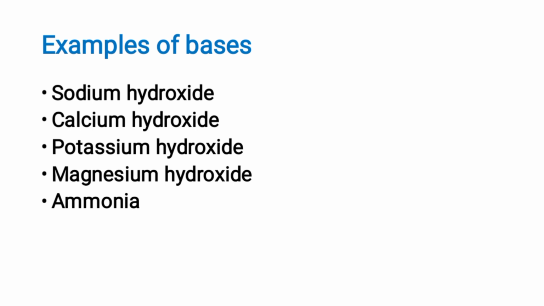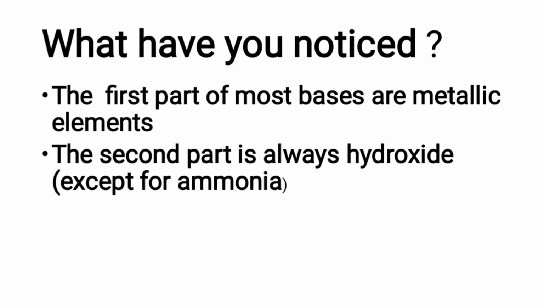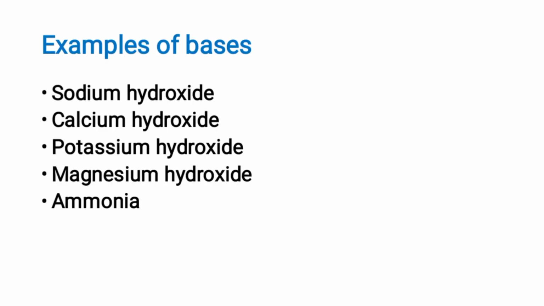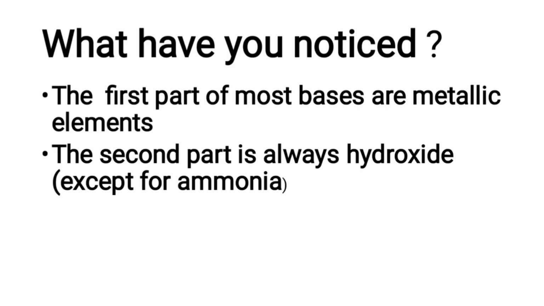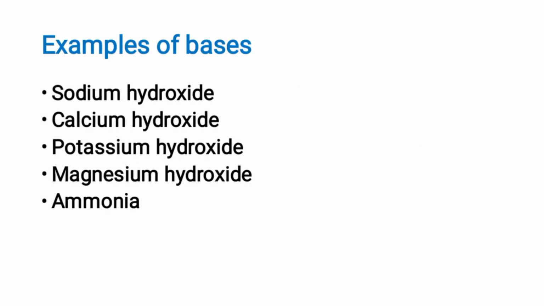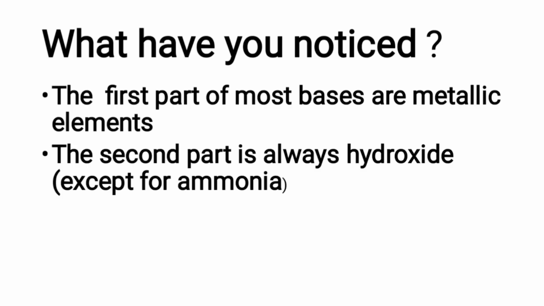So, what have you noticed? The first part of most bases, they are metallic elements. If you go back here, you might find sodium, calcium, potassium, magnesium. They're all metals. So the first part of most bases are metallic elements. And the second part of it is always hydroxide, except for ammonia. So you might see we have sodium hydroxide, calcium hydroxide, potassium hydroxide, magnesium hydroxide. So they are all hydroxides.